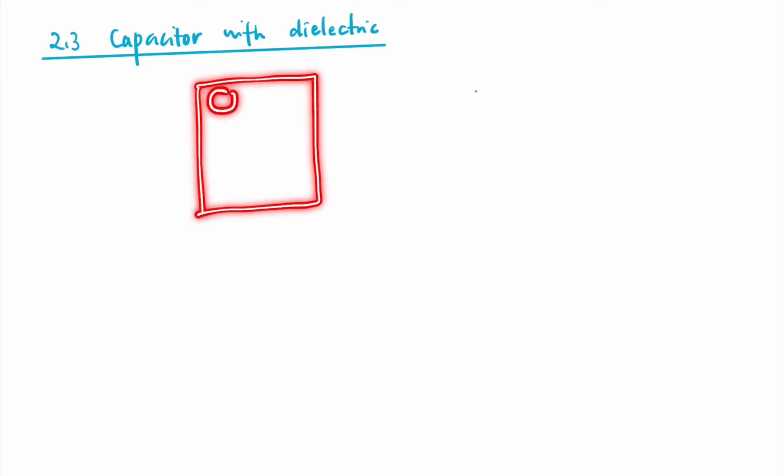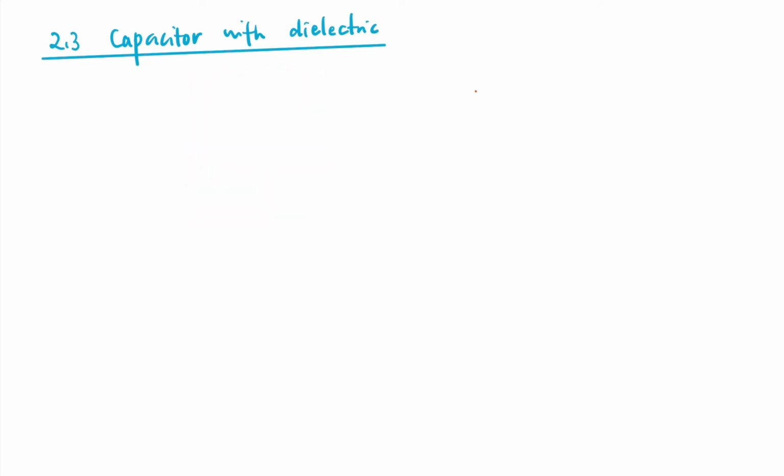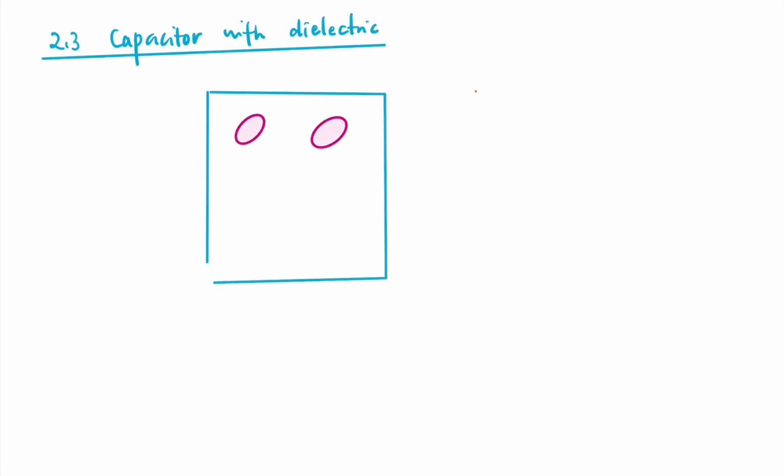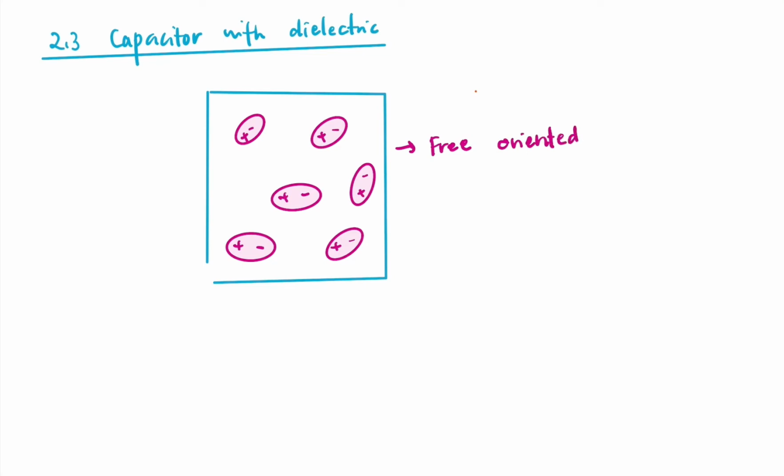Okay, and it has free charges. Free charges is as in like this. So we have free charges. So it's randomly arranged charges. So it has plus, minus, plus, minus. It's a balance of charges, but naturally they are not aligned. So that is not aligned. Okay, so basically in a dielectric, there are freely oriented charges.